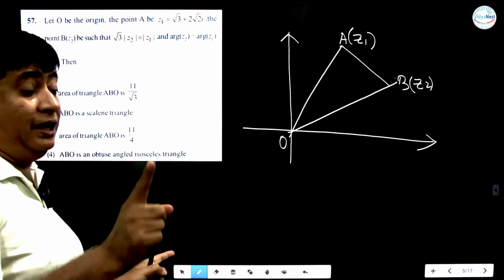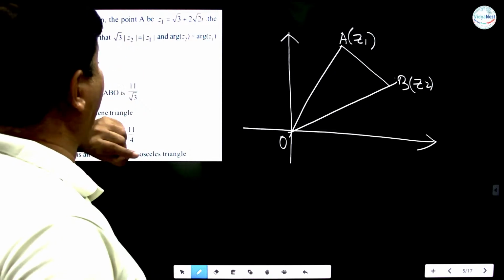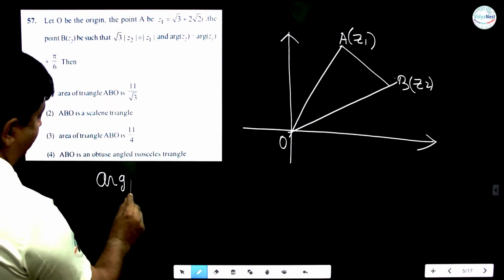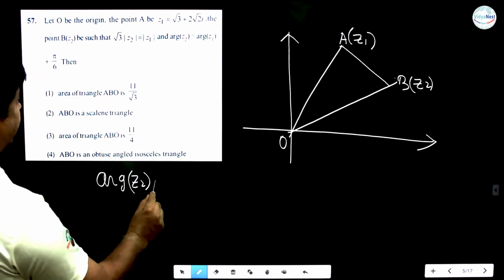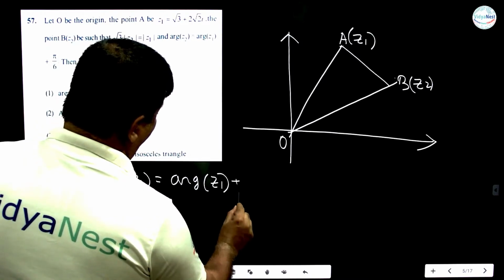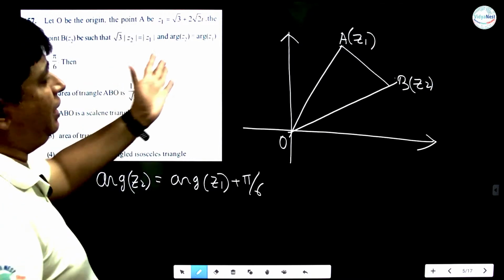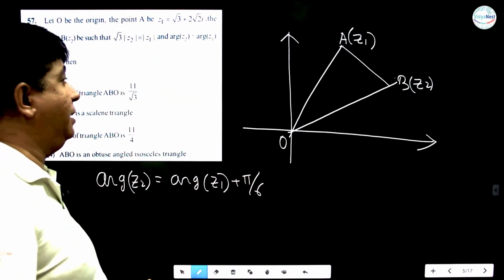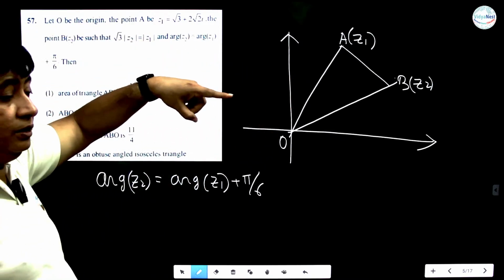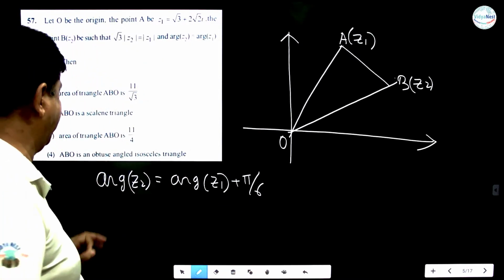the question will arise. Is the figure according to the question right? No. Why? Because here it is given argument of Z2 is equal to argument of Z1 plus π/6. Actually, what roughly I have drawn, after drawing I have seen it is not satisfying the language of the question, the requirement of the question. Why?